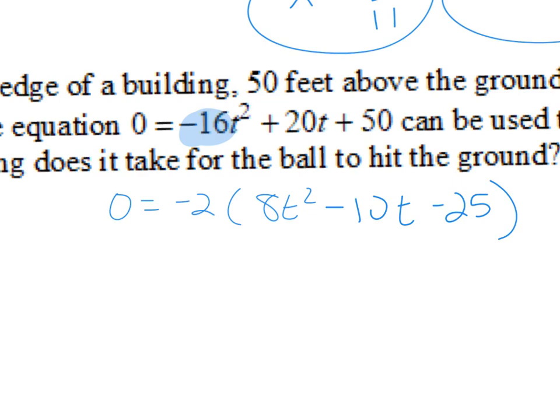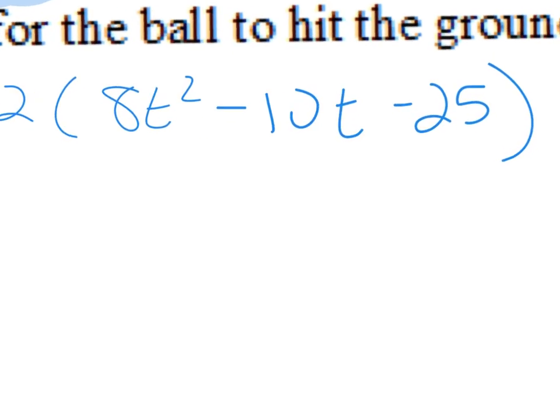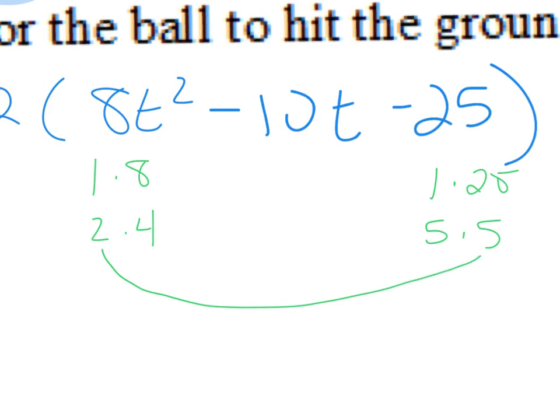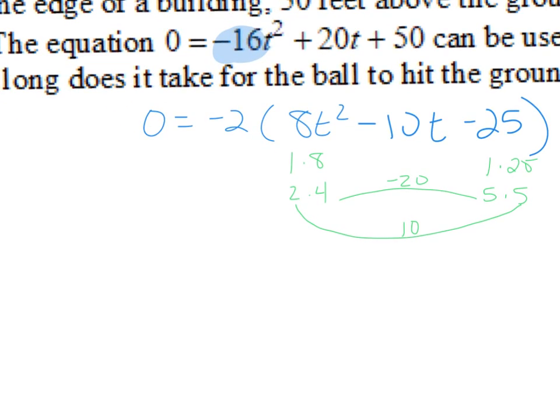Okay, so now I'm going to have to start my list here, and I'm looking for 10. So I've got 1 times 8, 2 times 4, 1 times 25, and 5 times 5. Okay, so if I zoom in here on the bottom, 2 times 5 is 10, 4 times 5 is 20, and then if I make that 20 negative, that will get me that negative 10 in the middle. So yeah, okay, that looks pretty good.